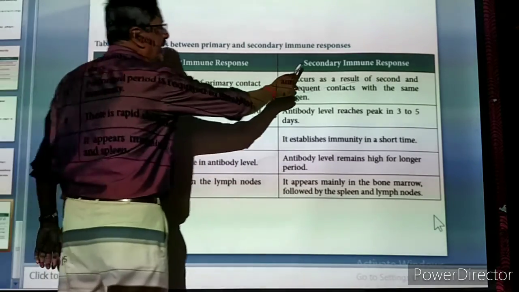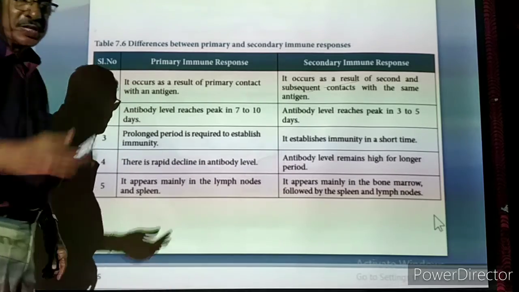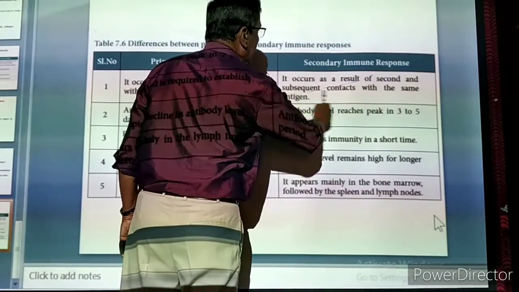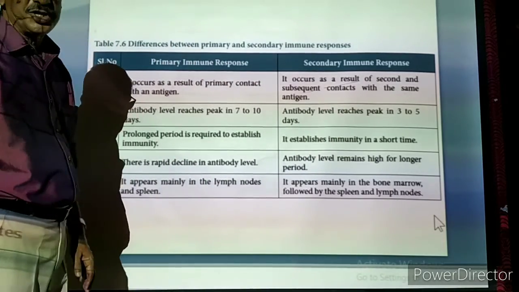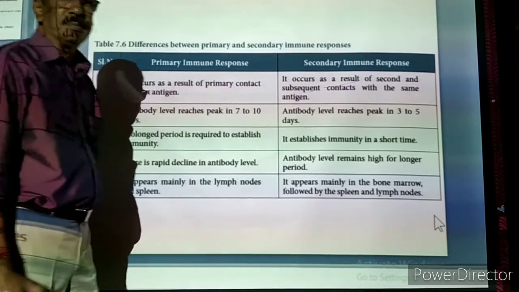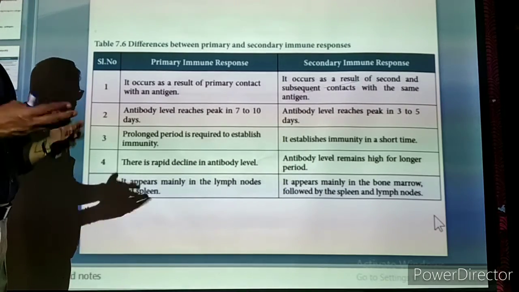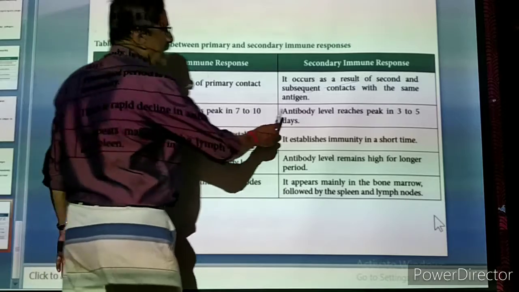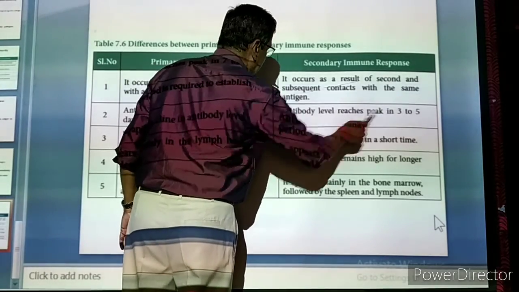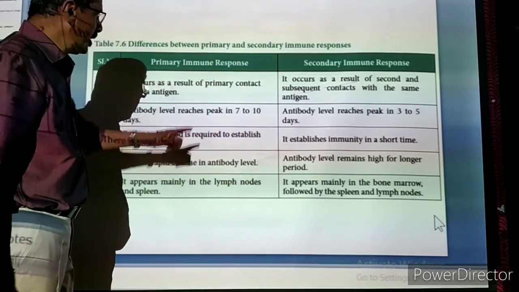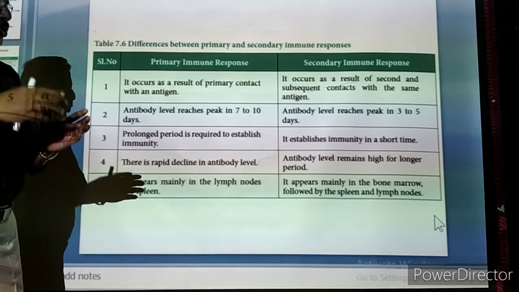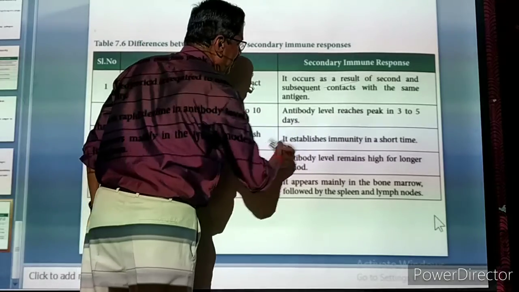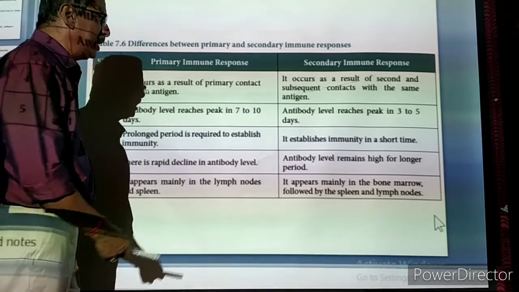Now we are coming to the secondary immune response. It is a fast response, the booster response. It occurs as a result of second and subsequent contact with the same antigen. Antigen means microorganism or foreign chemical. So when the microorganism enters a second time, very quickly the effect will be present. Antibody level reaches peak in 3 to 5 days. It won't take about 10 days. It will take within 2-3 days for the antibody response to be present. It will reach the maximum level and try to attack the microorganism.